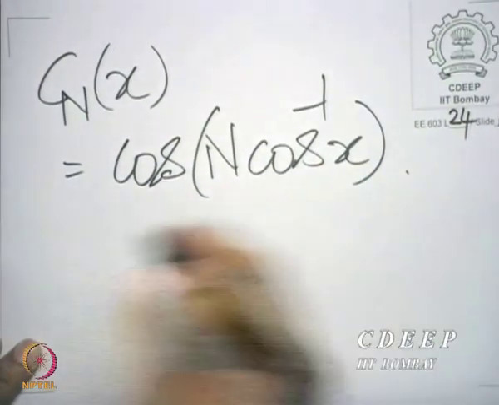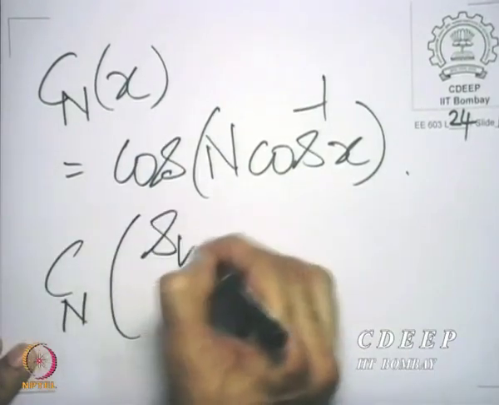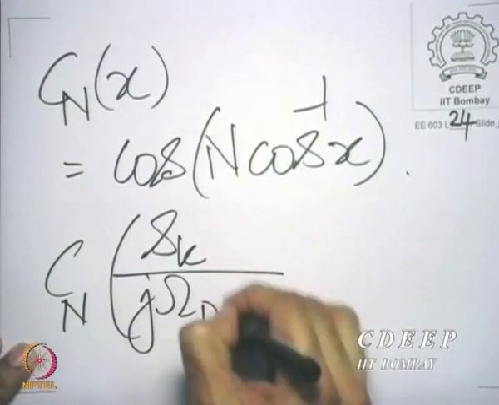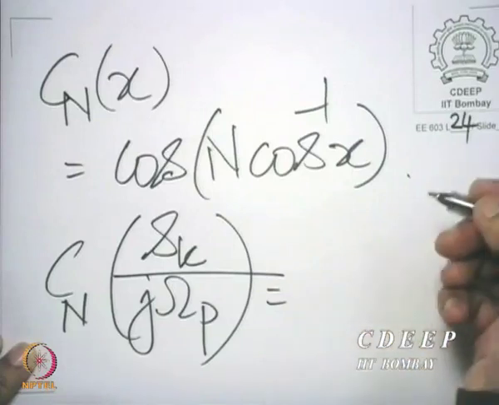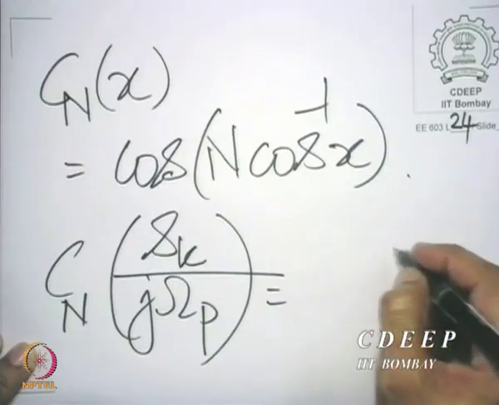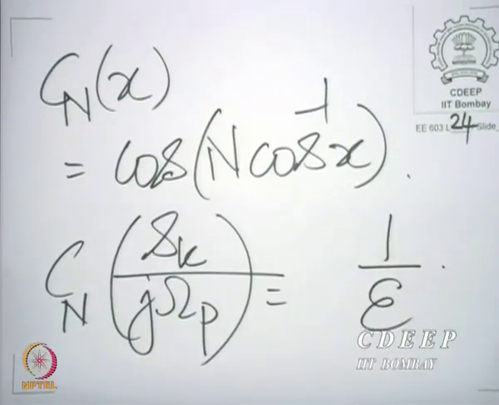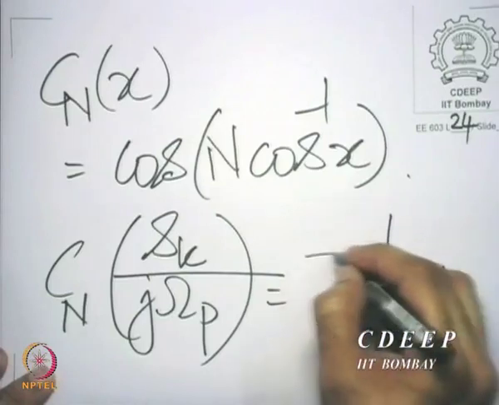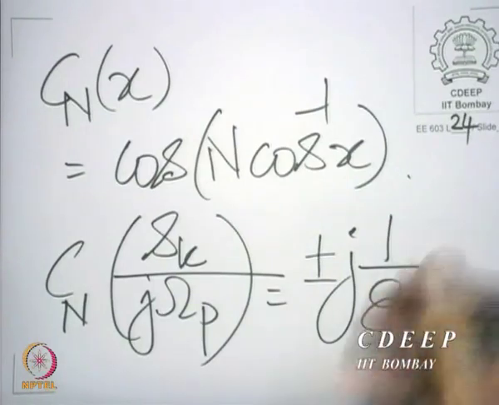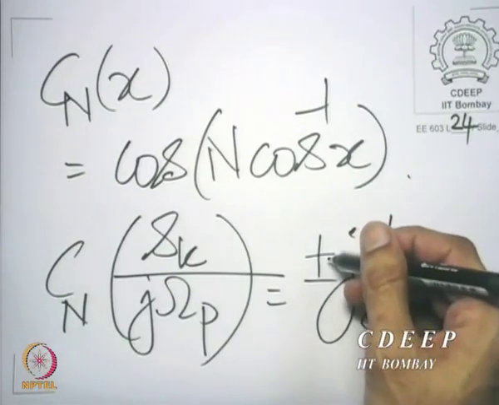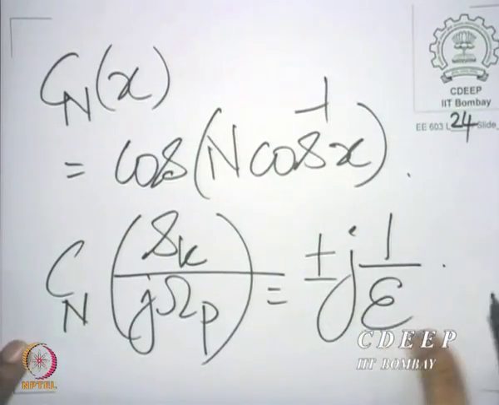So, what we have for the kth pole is that C n of S k by j omega p is plus or minus, it does not matter, one could say, 1 by epsilon multiplied by j. So, let us keep the plus minus and later we can choose any one of them. As I said, we could be happy with keeping plus j by epsilon or minus j by epsilon.